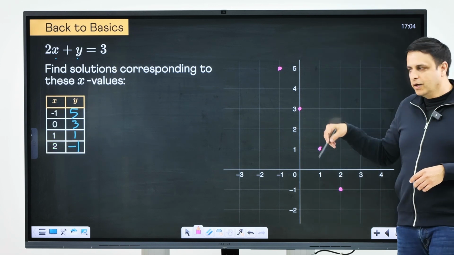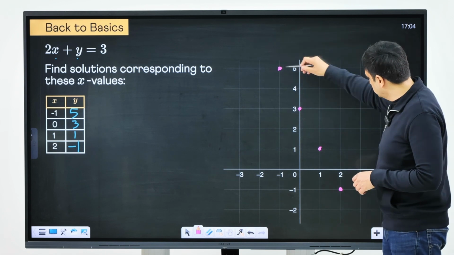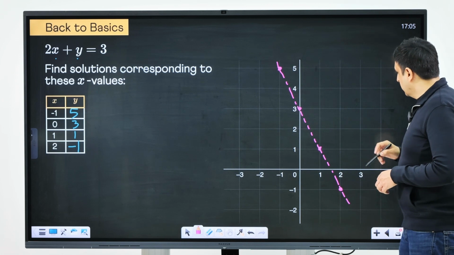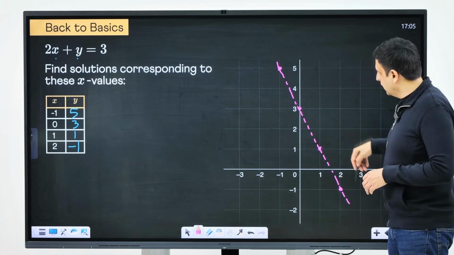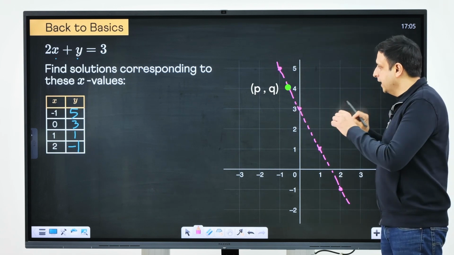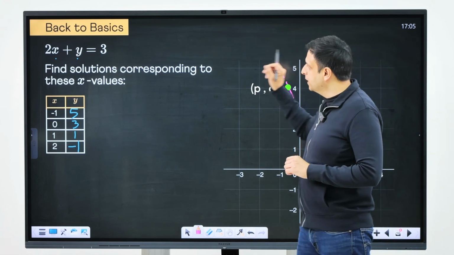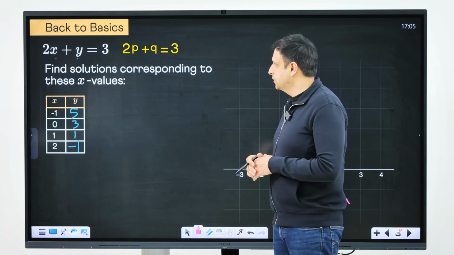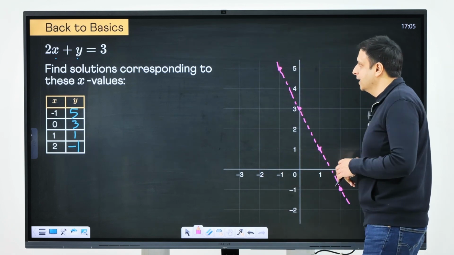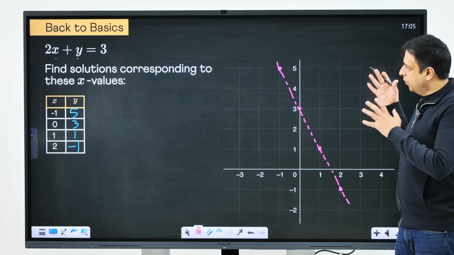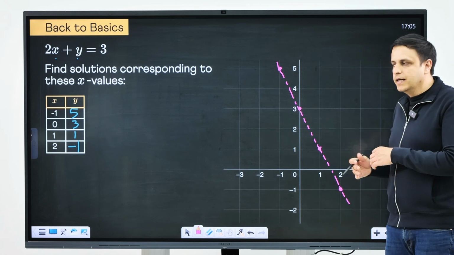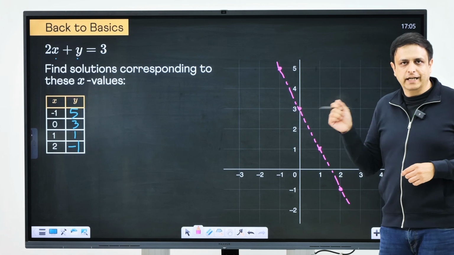And if you notice carefully, all of these 4 points actually lie on a straight line. Let me just draw that straight line quickly. All of these 4 solutions lie on this straight line. And by the way, if you pick up any other point on this line, the x and y coordinates of that point will also be a solution of this equation. So if you plot all possible solutions of this equation, you will get a straight line in the plane. And that's the key idea here. For any two variable linear equation, the number of solutions is infinitely many, and those solutions form a straight line.